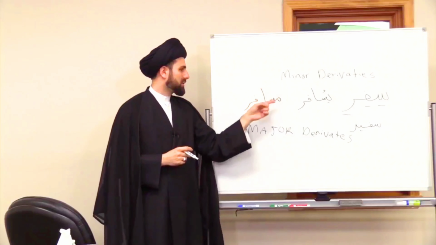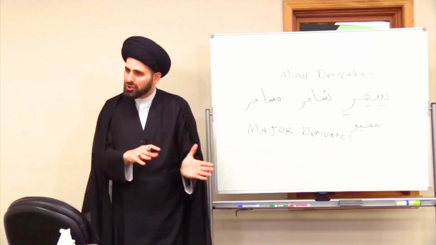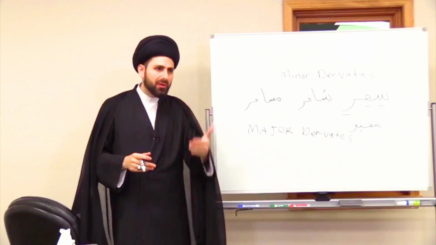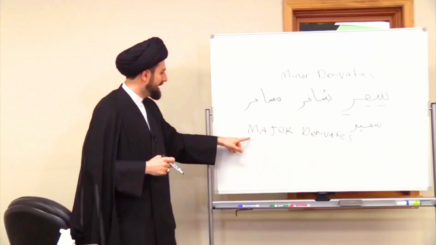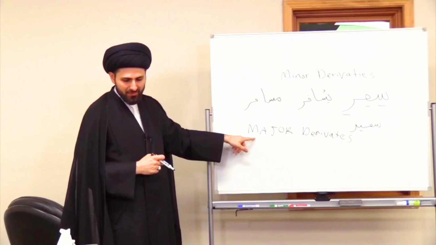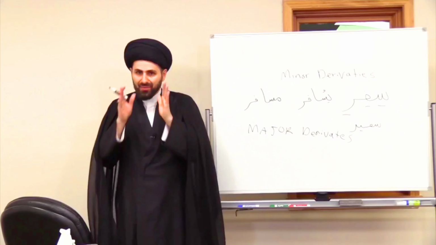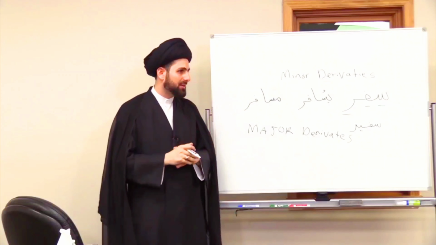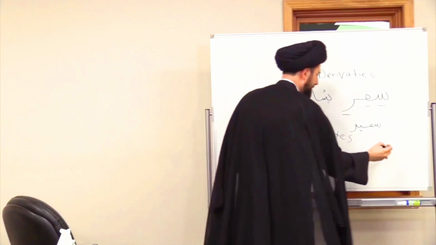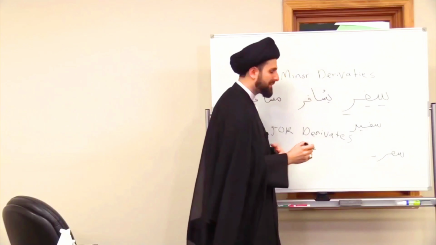When it comes to the minor derivative, we're talking about pretty much the same meaning, which is to travel. You're just changing the forms of the word. Traveling, he is traveling, traveler, an ambassador who travels. It's pretty much the same meaning. Now, when you go to the major derivative, you have a more common meaning at the level of the root word that combines all these different meanings. Let's give a few examples. So we have safar here, which means to travel. We also have sifr.